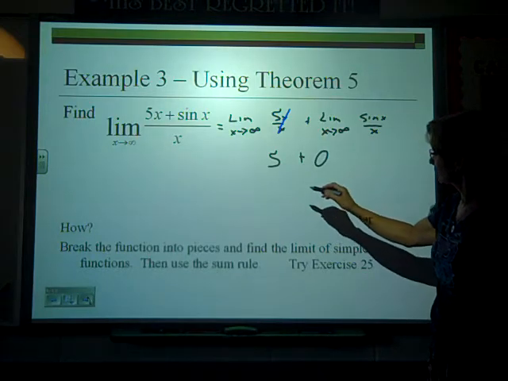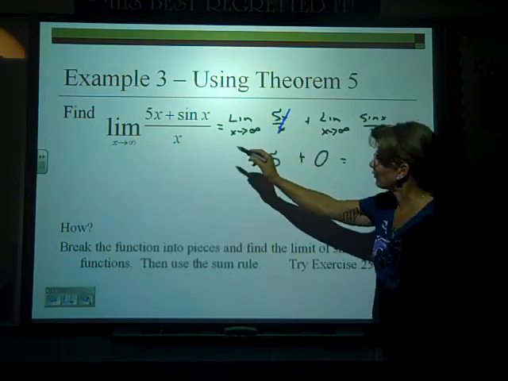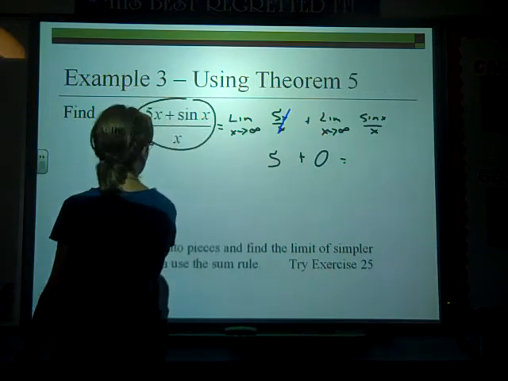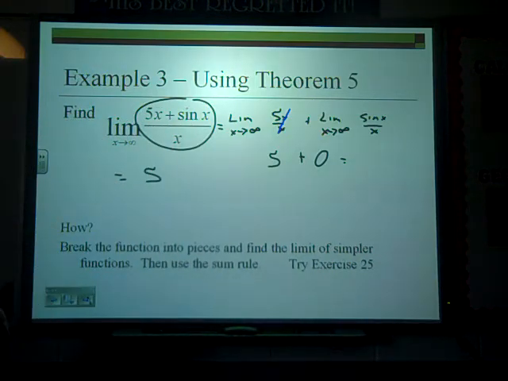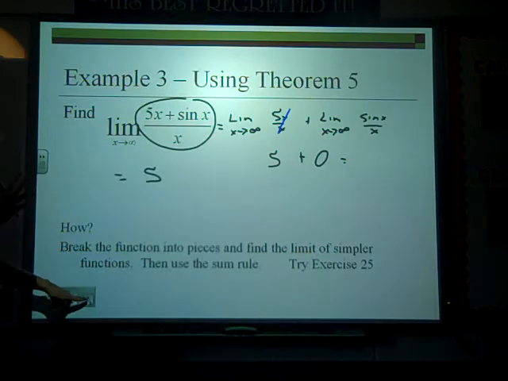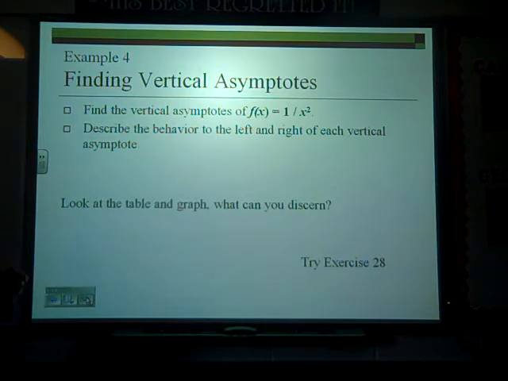So that means the limit of all of this equals 5. And if you graph it, you can verify that. Okay, just look in your table of really large numbers. Okay, so just break it down to smaller functions if you can.